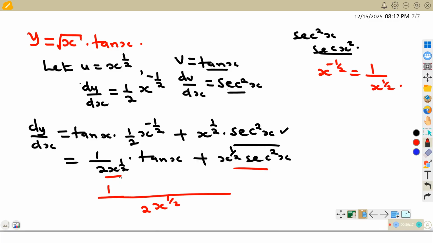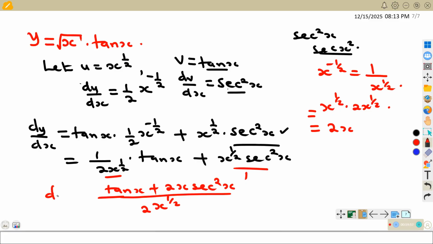So when you have 2x to power half divided by this, you will simply remain with 2x to power half divided by this. You get 1. So you remain with tan of x. Then plus 2x to power half divided by 1, you get 2x to power half. You multiply it here, so x to power half times 2x to power half. What do you get? You get 2x. So this becomes 2x, then sec squared of x. So basically that is what you have when you differentiate the square root of x and tan of x.